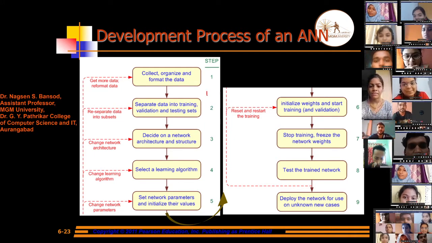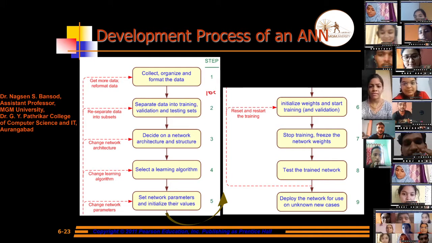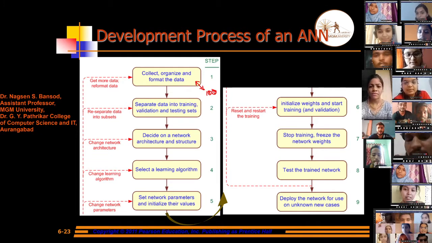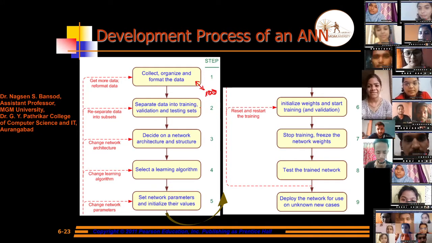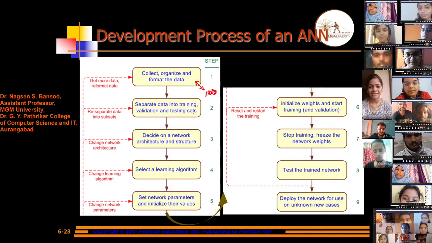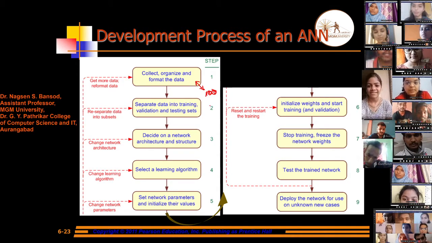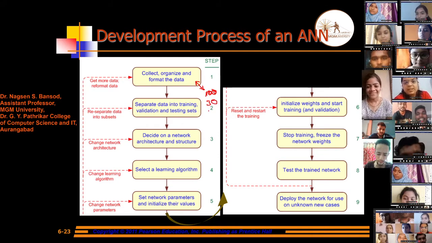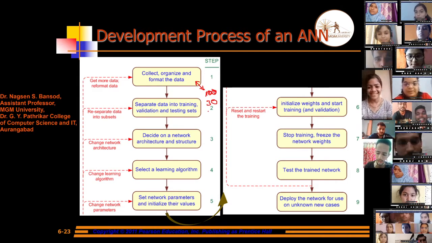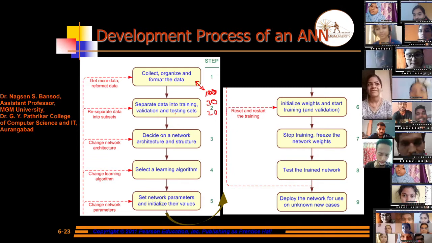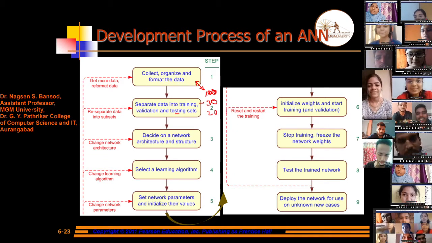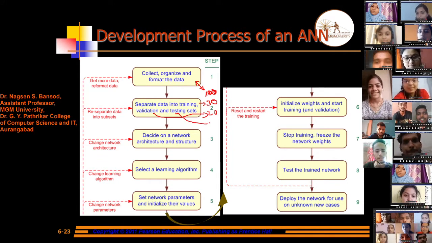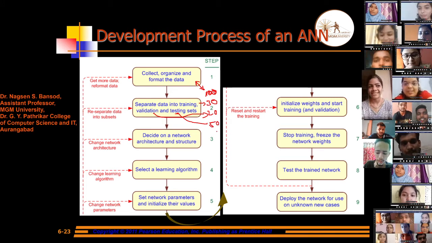Suppose we have 100 records. In this step we have collected 100 records. Now we have to separate this data in the second step for testing, training and validation. For testing we will take 30 records. For validation we will take 20 records, and for training we will take 50% of the data.